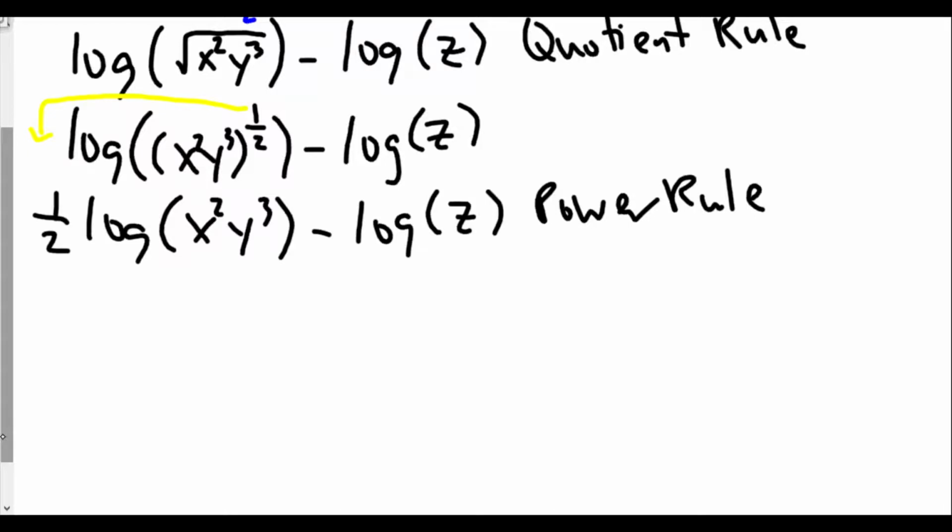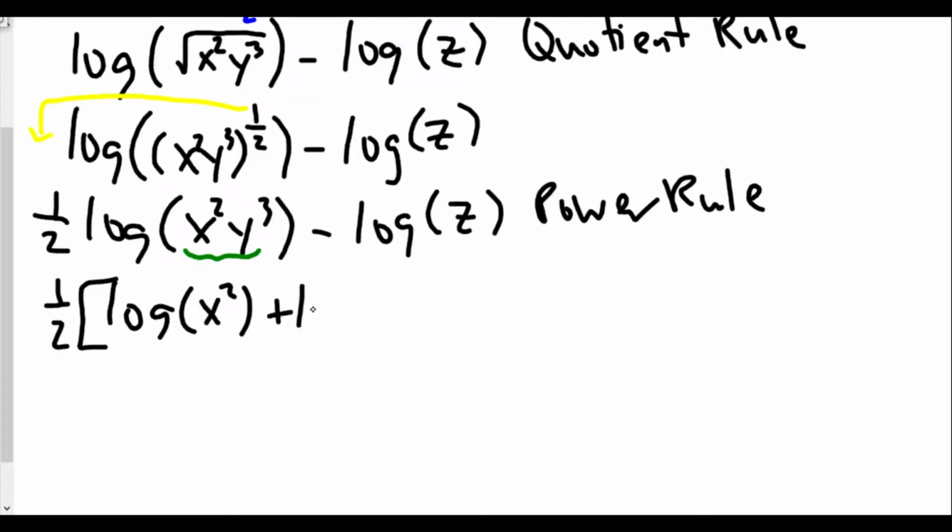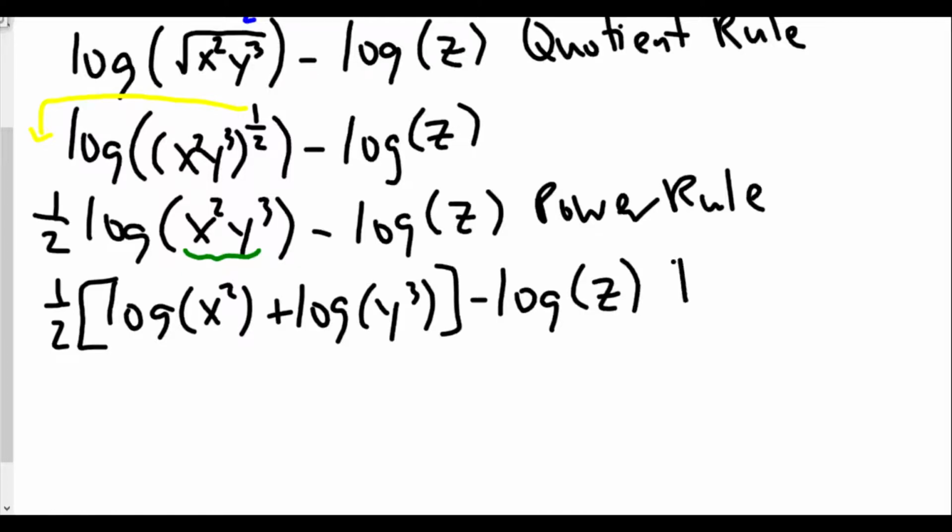And at this point, this inside part, the x squared y cubed, because they're multiplying each other, we can rewrite this as the sum of two logs. So we have 1/2, I'm going to put a big bracket here because it's 1/2 times all of this: the log of x squared, close parenthesis, plus the log of y cubed, close parenthesis, bracket. So that's 1/2 times all of that minus log z. We see here that we're able to separate them using our product rule for logs. All of these you should definitely review for your test.